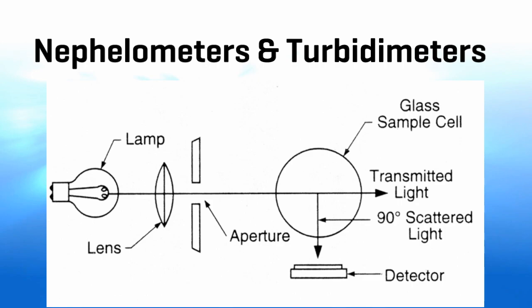So the 90 degree angle is better at the lower ranges, anything under 40 NTU. At the higher ranges, the 180 tends to work a great deal better, especially over 500 up to 1,000, even 2,000. There are some meters out there that go up to 2,000, some more. Usually when it gets over, I think around 600 NTU, somewhere in that range, they switch over to what's called AUs, or attenuation units.